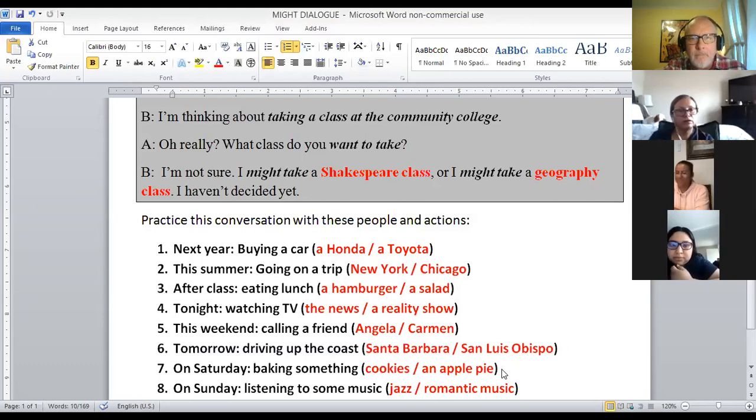I'm thinking about baking something. Baking something. That sounds interesting. What do you want to bake? I'm not sure. I might bake cookies, or I might bake an apple pie. I haven't decided yet. Right, two choices. I might bake cookies, or I might bake an apple pie. I haven't decided yet. Good.